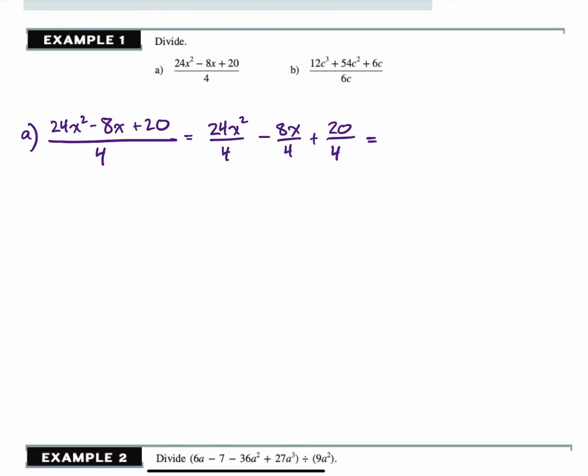And then let's just reduce each term. So 24 divided by 4 is 6, so that will become 6x squared. 8 divided by 4 is 2, so minus 2x. And then 20 divided by 4 is positive 5.